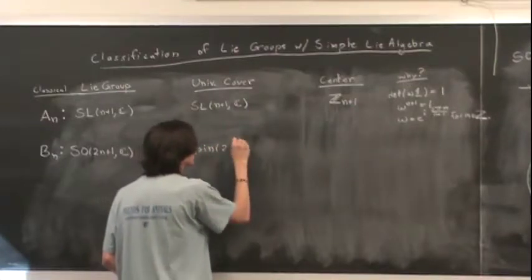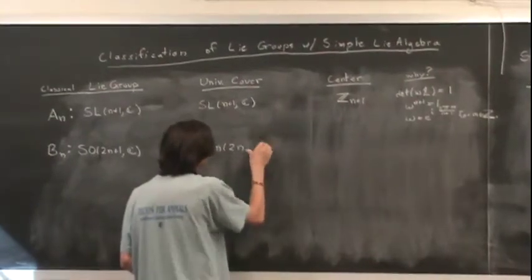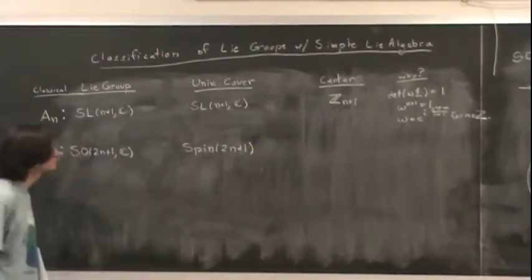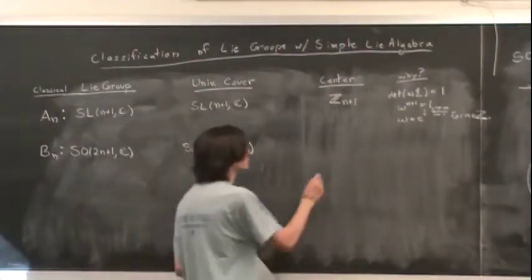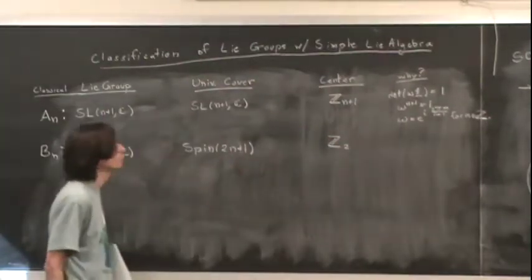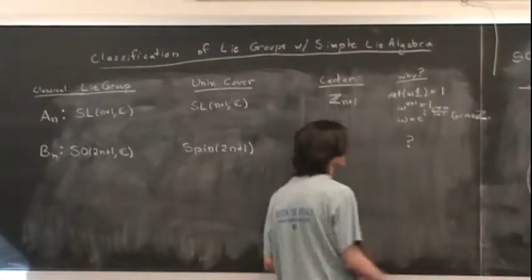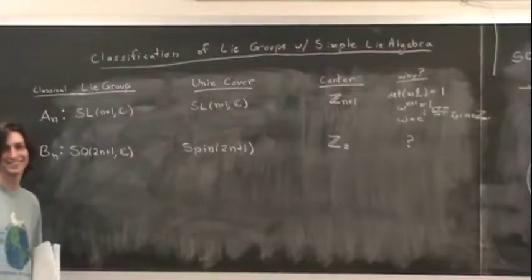Spin(2n+1). Yeah, sorry. What is the center of Spin(2n+1)? Well, this is just Z2. Why? Well, I won't really discuss this, and I don't really know exactly the calculations.